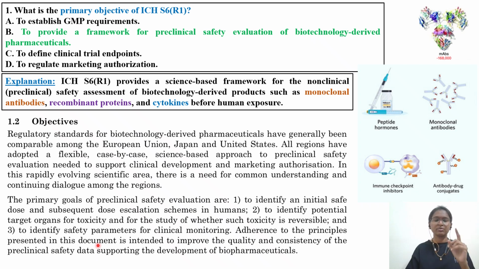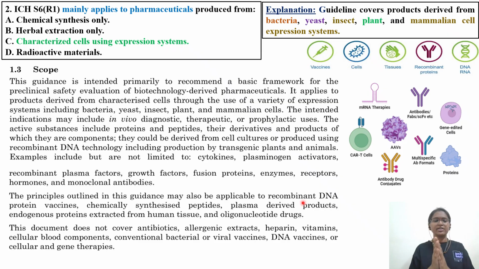You can do one thing. You can download this particular guideline, ICH-S6R1. You can take a print, compare and try to read it. You can pause and see also the different examples of biotechnology-derived products, biologics. Now we'll enter into question number 2.